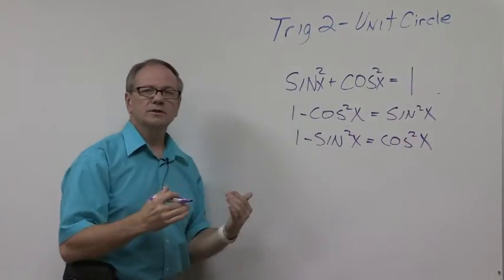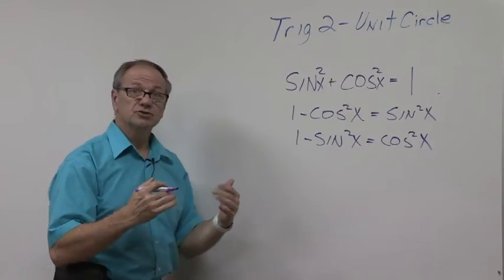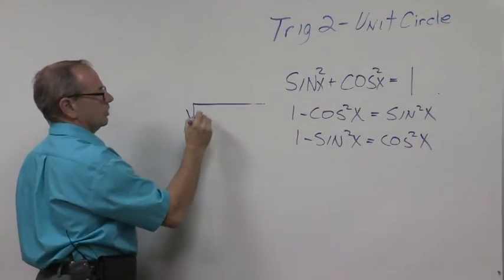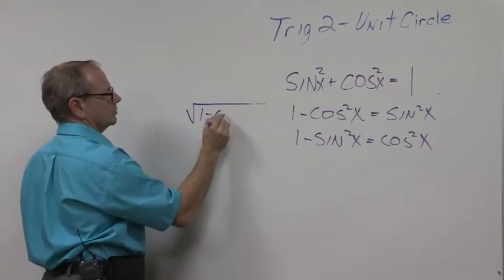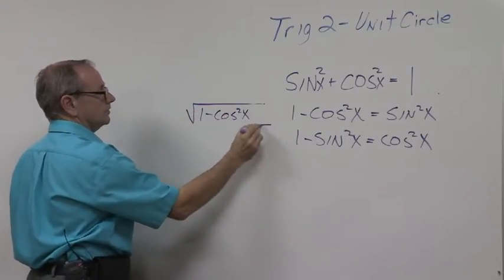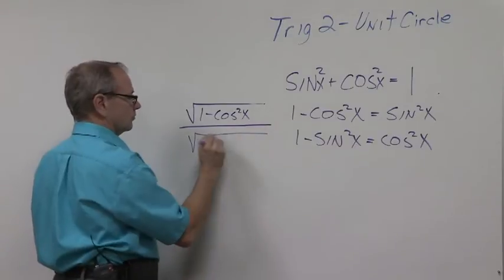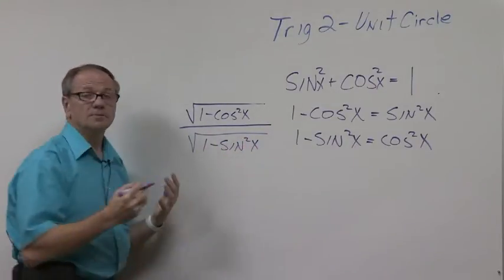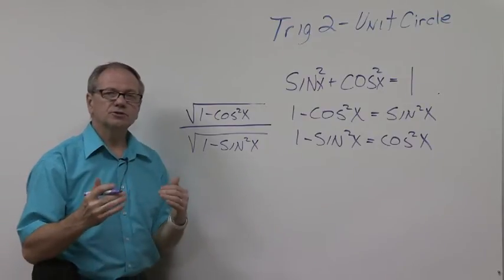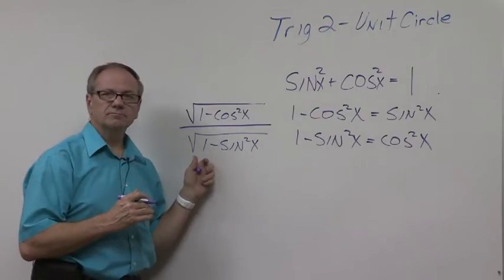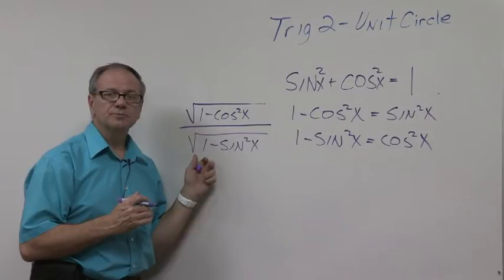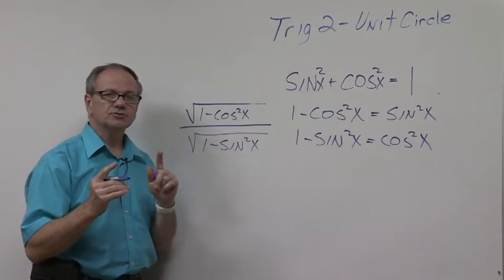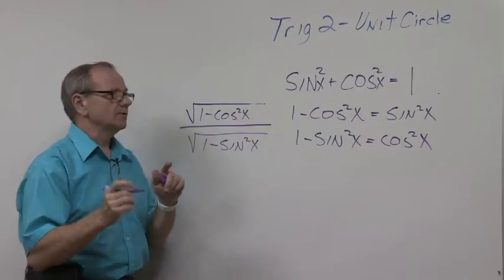Now, here's the way the ACT uses this in some of their problems. They'll have one that'll say the square root of 1 minus cosine squared x divided by the square root of 1 minus sine squared x is equal to what? Well, if you haven't done much in trig, this can be a little bit scary. You don't know what in the world this means because you haven't seen a lot of this stuff before. But let's break it down as you should do in math, one step at a time.